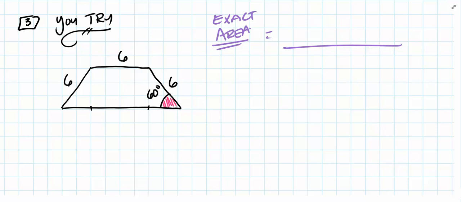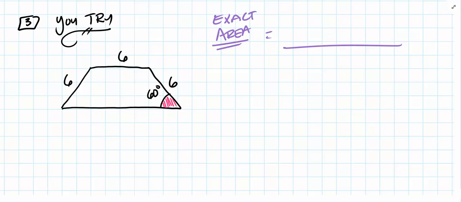I would like the exact area of this trapezoid here. Given the picture, I want the exact area. Work together. How do you do this problem? This is challenging because I had all kinds of mistakes from everybody. So let's talk about this. Lead us through it, Mr. Lamb, what do you got?